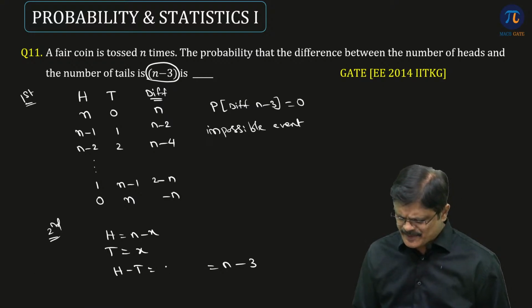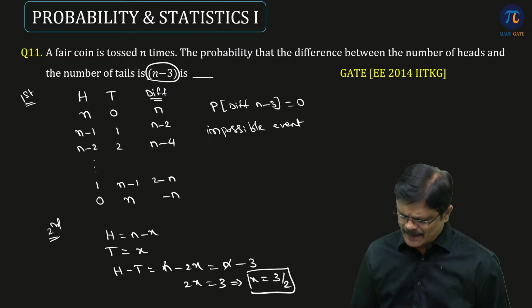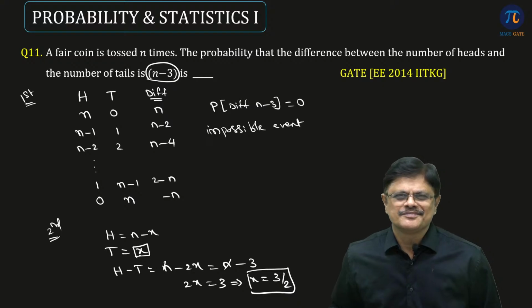So what happens? Heads minus tails will be n minus x, that is n minus 2x. So here n gets cancelled, and minus 2x is minus 3, that means 2x is 3. What does it mean? x is equal to 3 by 2. Can you have the number of tails as 3 by 2?